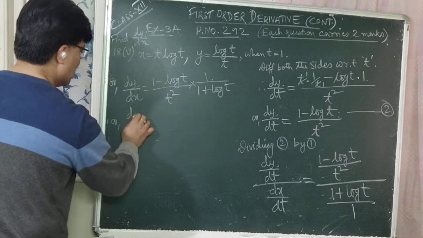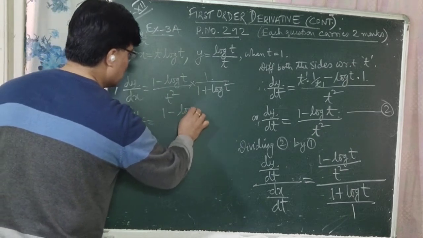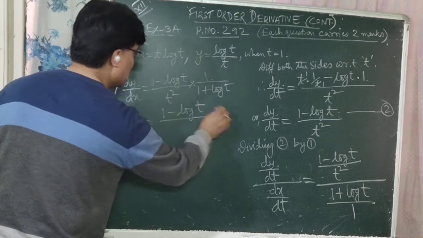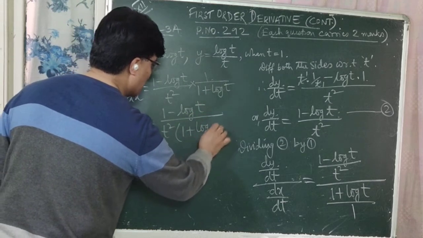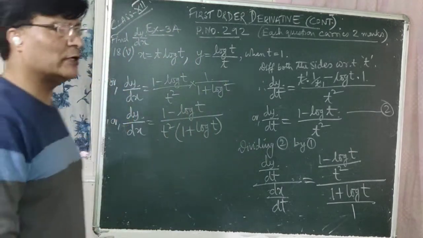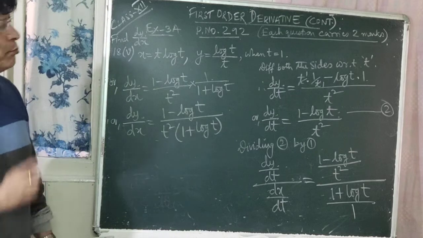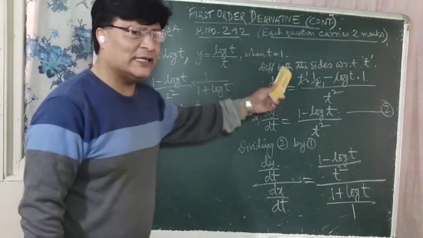That is, what is the value for dy by dx? It is (1 minus log t into 1) is 1 minus log t, divided by t square, within bracket 1 plus log t. Is that clear? So this is the value for dy by dx in terms of t. But in the question, you have to get the value for dy by dx when t is equal to 1.